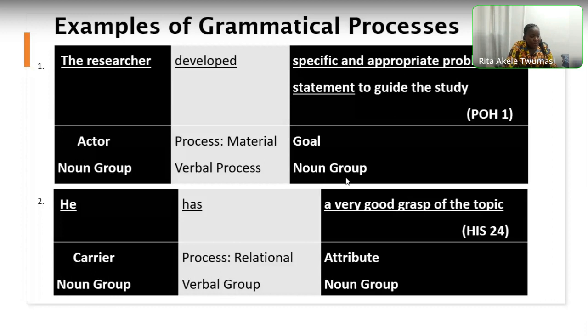It has a noun, problem statement, added to a prepositional phrase, to guide the study, indicating that the actor, which is the researcher, does something which adds to the successful writing of the thesis. Sorry, the problem statement. 2, we have relational process.